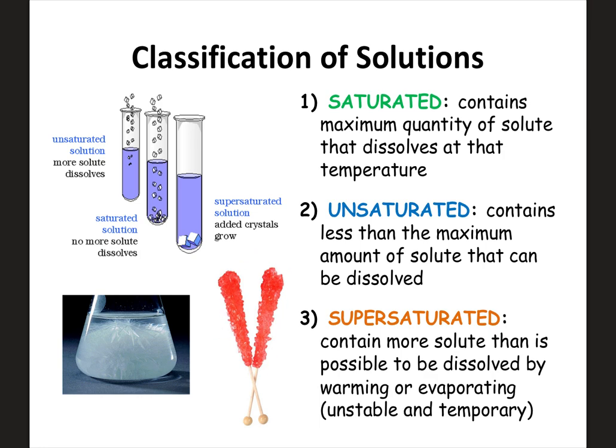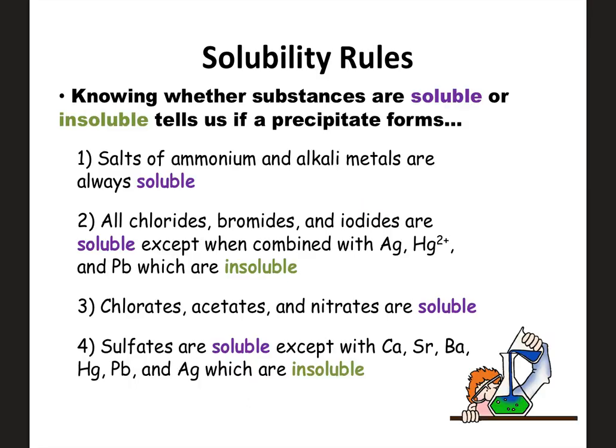And that's how you make rock candy. Basically, you heat up your sugar water. It dissolves more of the sugar than it can actually hold. And then you have some type of seed, a stick or string. And as it cools, it starts to precipitate out onto the stick or the string. So you definitely need to know these three types of solutions.